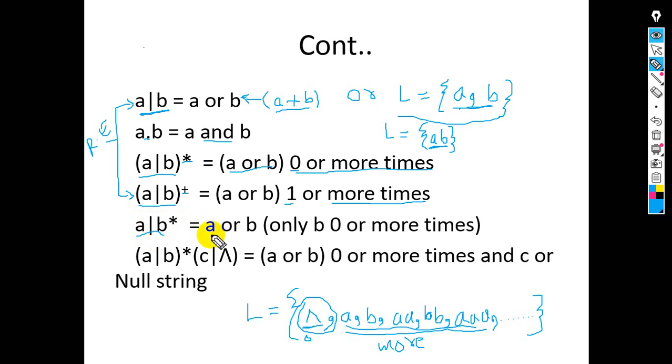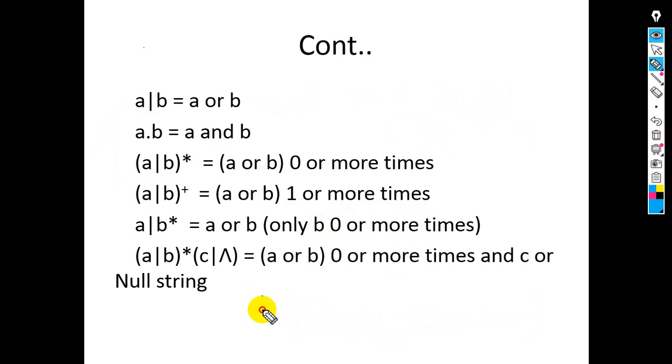A, what does it mean? A or B, only B, 0 or more times. How will we represent this in a language? Look at this. L is equal to, so here we have a language. What do we have? A or A. So here for A we will write A, comma.